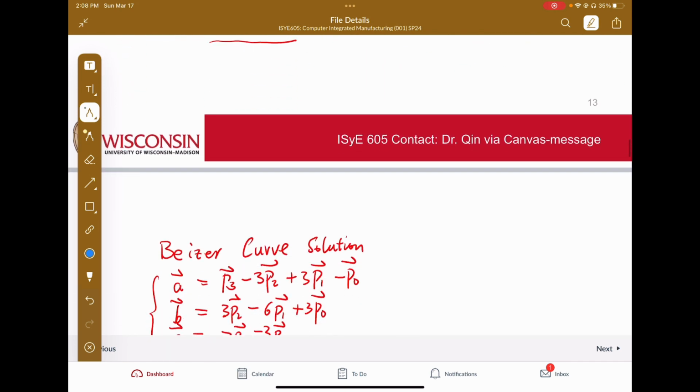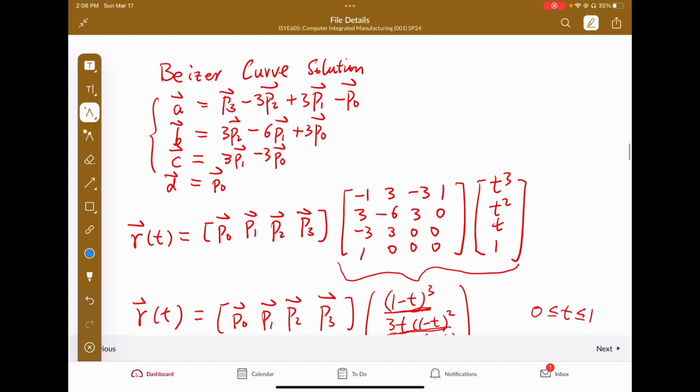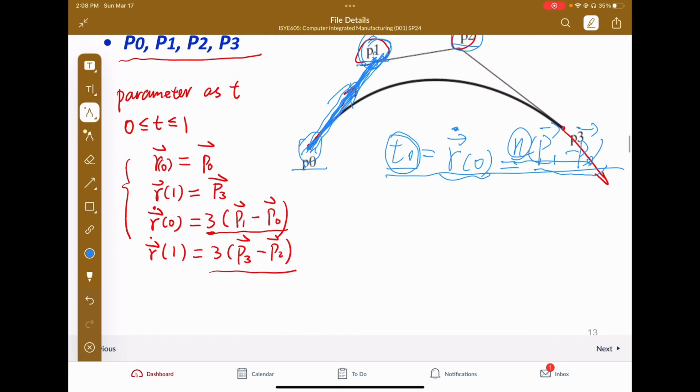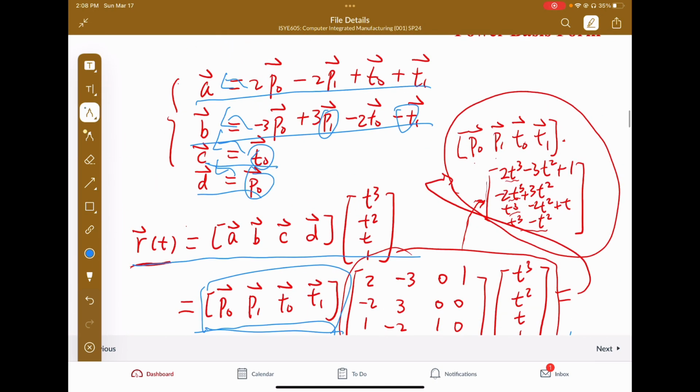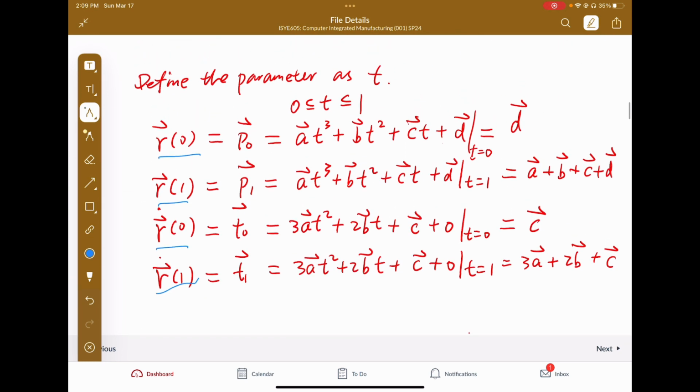So this is a Bezier curve. And for the Bezier curve, we do have this. The process of getting these A, B, C, D values is the same as for Hermite. We just use P1 minus P0 times 3 equal to R, equals to this, and use this to go into this equation.